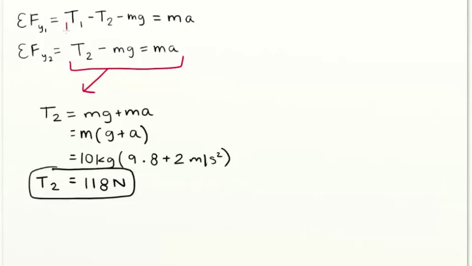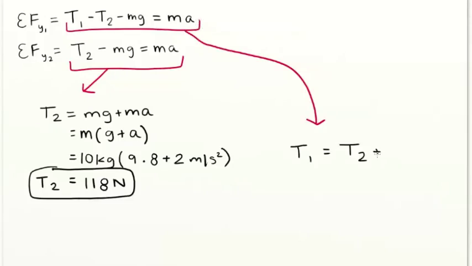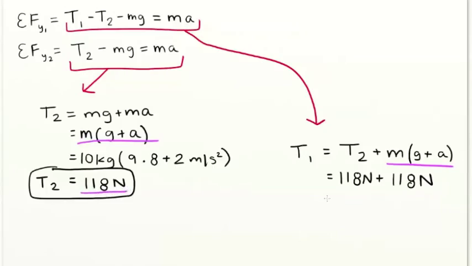Now we can solve for the first equation, which is tension 1, and we can say tension 1 equals tension 2 plus mass times g plus a. And we already know that tension 2 is 118 newtons, and we actually already know that m times g plus a is 118 newtons because we solved that in the previous equation. So now all we have to do is add 118 twice, and we get 236 newtons for the first tension.